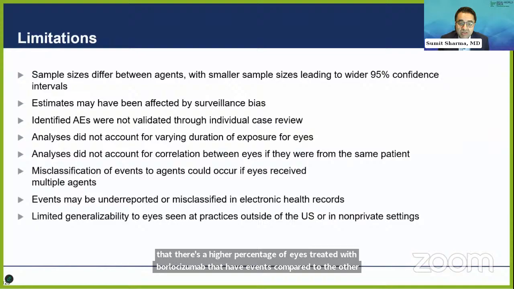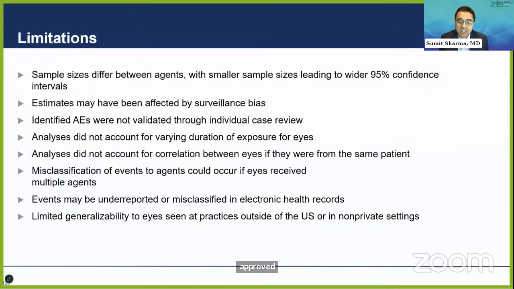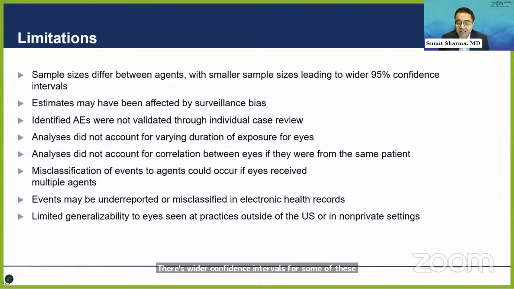There are a number of limitations here because the sample sizes differ between the agents. There are wider confidence intervals for some of these groups, and the estimates may have been limited by surveillance bias. These are not validated through individual case review. This is just based on ICD-10 code, so it really depends on what the underlying physician coded.